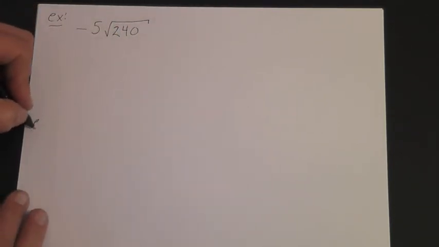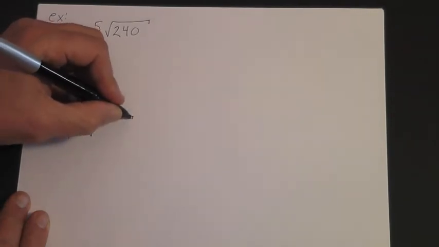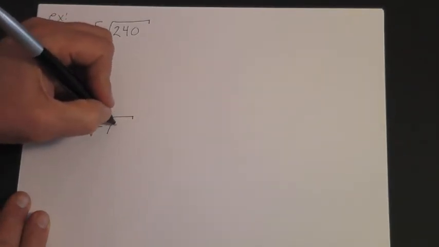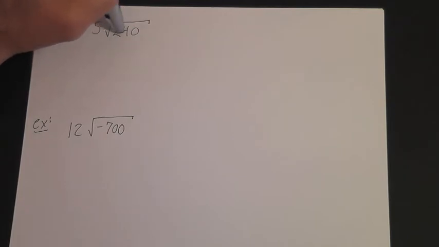Let's do one more example. Let's simplify minus 5 square root of 240. And let's do a second example. Let's simplify 12 square root of minus 700. The reason I want to do these two examples is I want you to see the difference. In this case, it's minus 5 times the square root of 240. Square root of 240 we can simplify. There's no negative there, so there's no need to use i.